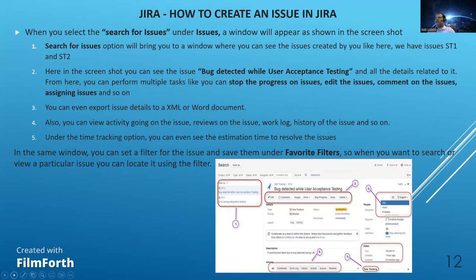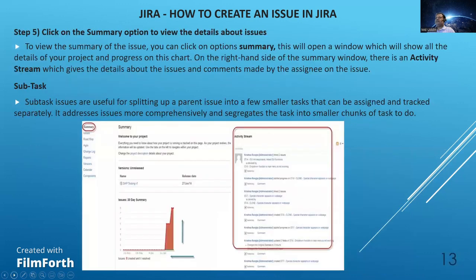So you can set all these filters and you can view as per your need. And then click on the summary option to view the details about the issue. When you click the summary on the options, you can see the details about the issue, right? This will open a new window which will show all the details of the project and progress of this chart. On the right hand side of the summary window, there is the activity stream. This is the activity stream which gives the details about the issue and comments made by the assignee.